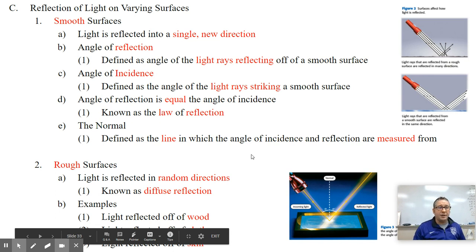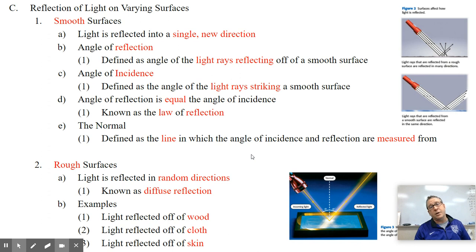Rough surfaces, however, we get something a little different occurring here. Light is reflected in completely random directions, as we see here in this top image. This is called diffuse reflection. Some examples of diffuse reflection are when light is reflected off wood, certain cloth, as well as skin. Okay, even though it feels smooth, there are some very small imperfections in all of those items, and all of those imperfections are going to cause these light rays to bounce off in various directions.